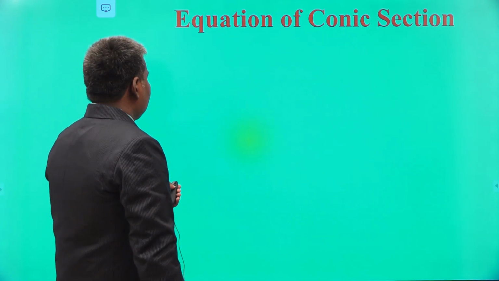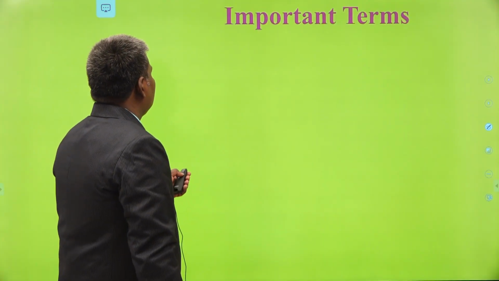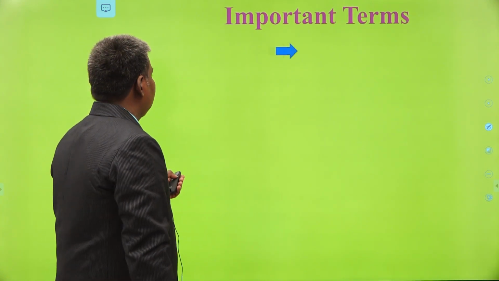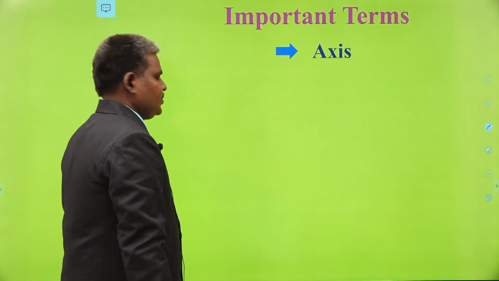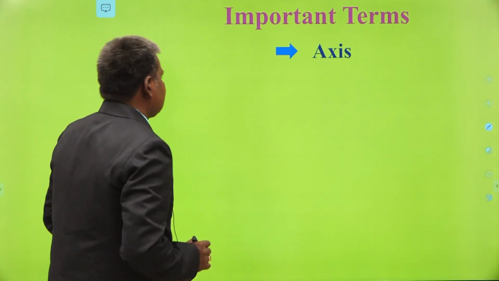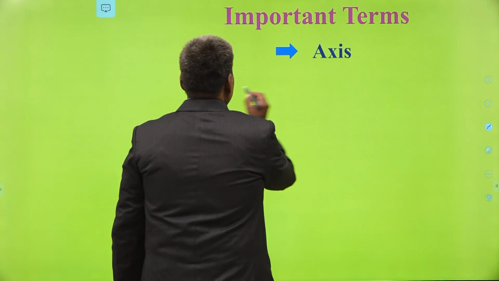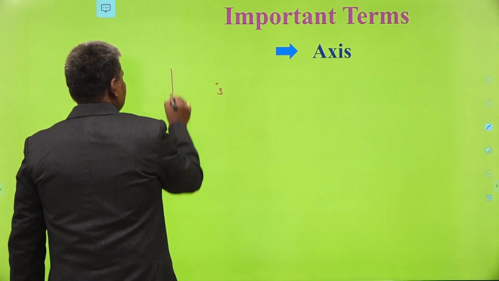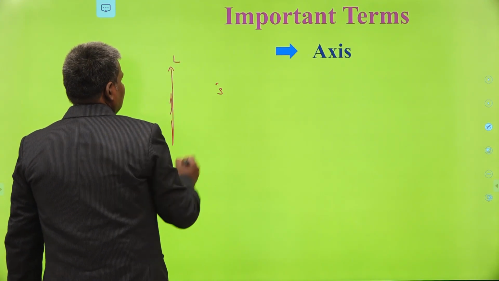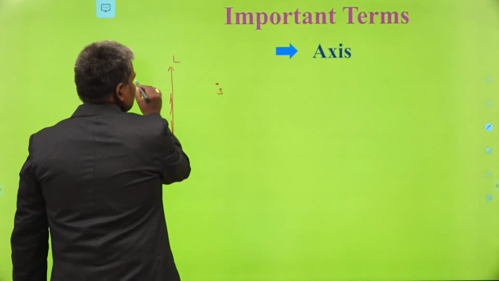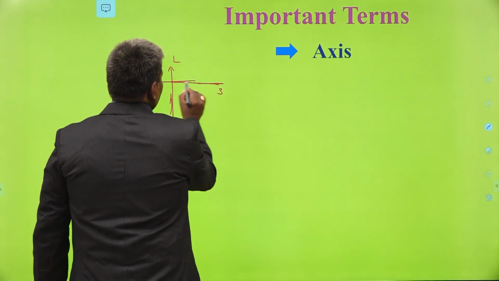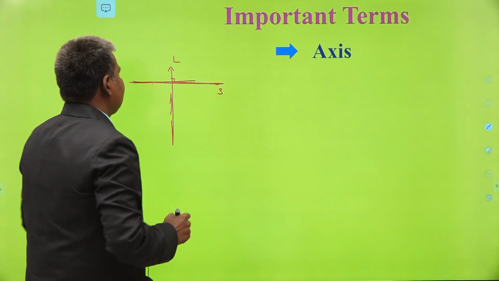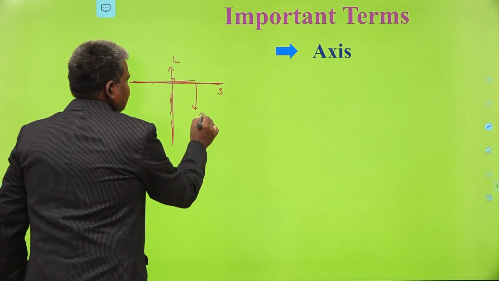Okay. Now, let us see the important terms of this conic section. Number one is the axis. What is meant by axis? You have the focus. This is your fixed point. This is your fixed line, that is called the directrix. The line passing through the focus and perpendicular to the directrix is called the axis. This is your axis.